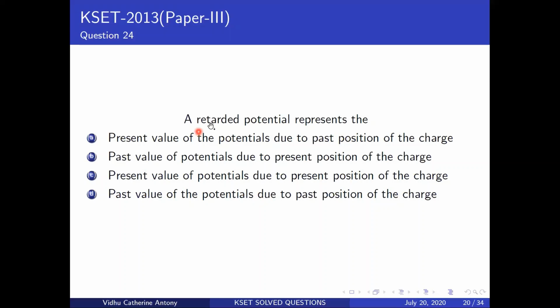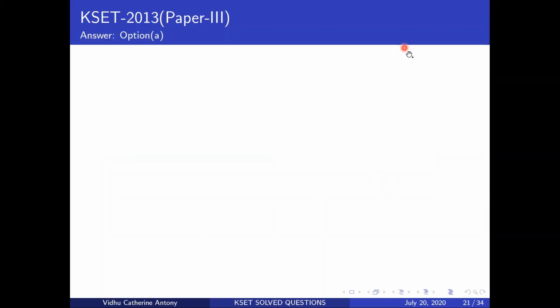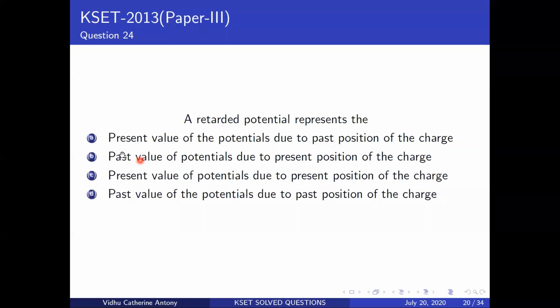I'm not even reading the rest of the options because it's extremely confusing when you read it all together. So I'm telling you what the answer is and then looking through it. The present value of the potentials due to the past position of the charge is called your retarded potential. Let's look at the others. They say past value of the potentials due to the present position of your charge.